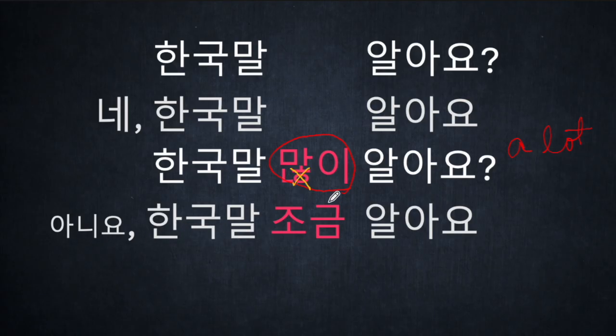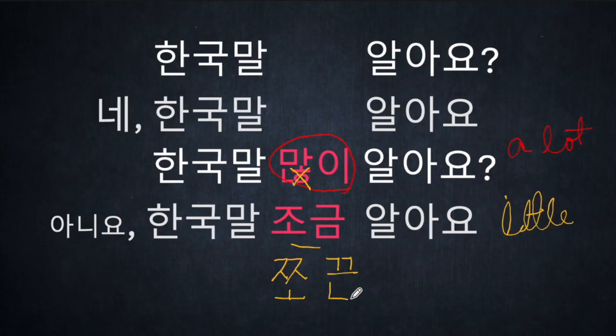아니요. 한국말, another adverb, 조금 알아요. This is little bit. 조금. But when people say it, it sounds like 조금. They're tensed. 조금. 조금 알아요. Okay? 한국말 많이 알아요? 아니요. 한국말 조금 알아요. So, 많이, a lot, 조금. Okay, so that's something that you have to memorize.